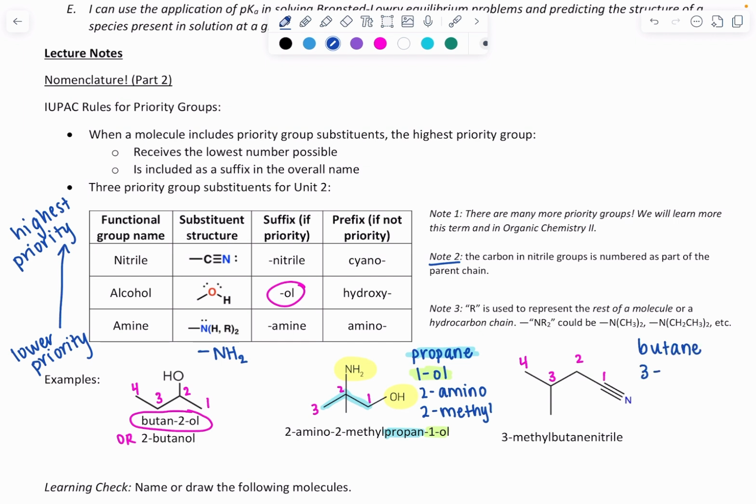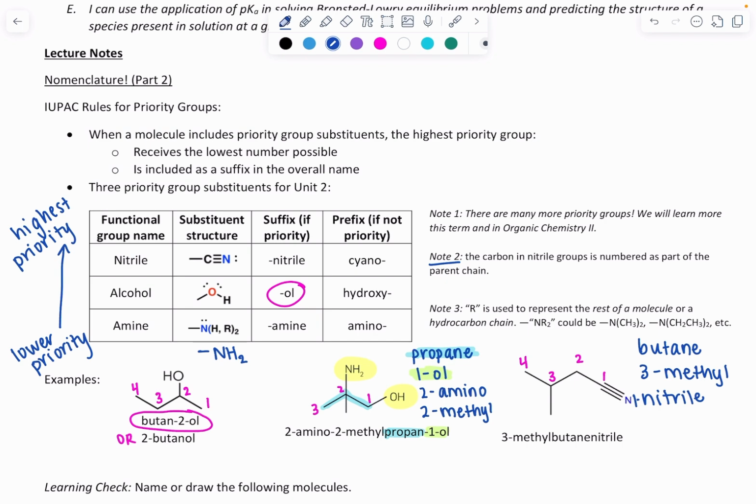We have a methyl on carbon 3. And it is a nitrile. It's on carbon 1, but it has to be on carbon 1. We have to give that carbon the lowest number because it's the highest priority group. It has to be at the end of a chain because that nitrogen can't bond to anything else. That carbon can't bond to anything other than carbon 2 and the nitrogen. So I don't think you'll see the number 1 in a nitrile name. Sure, it's possible, but it is not needed.